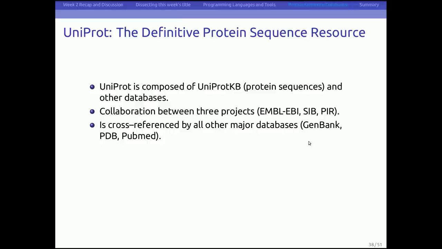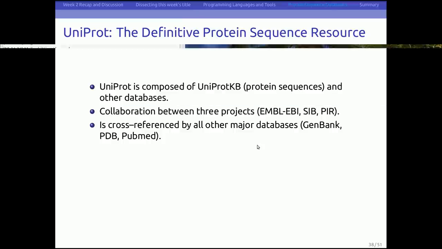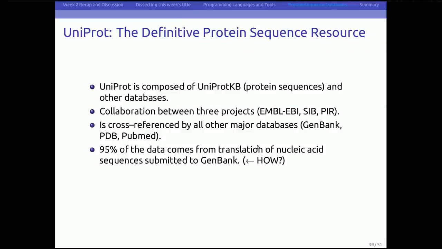So GenBank, which has nucleic acid data, PDB, which has protein structures, and PubMed, which has publications. All of the sequences in GenBank and PDB and PubMed all refer back to the UniProt cross-reference. And in fact, 95% of the data in UniProt KB comes from the translation of nucleic acid sequences submitted to GenBank. How is this done?